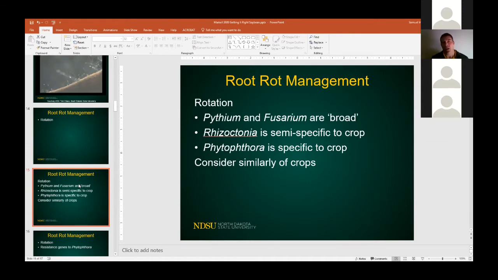So you can get Pythium in pretty much every crop. It might not be the same species, it might not be the same severity, but they will show up in soybeans, and they'll show up in dry beans and sunflowers and canola and other things as well.